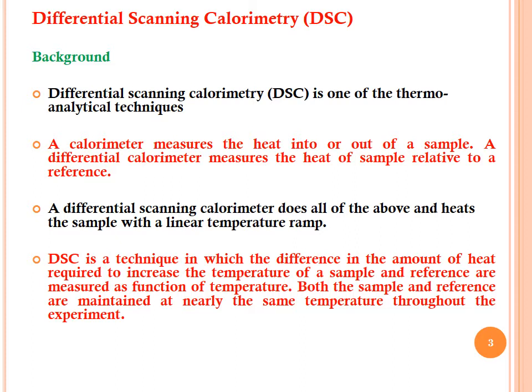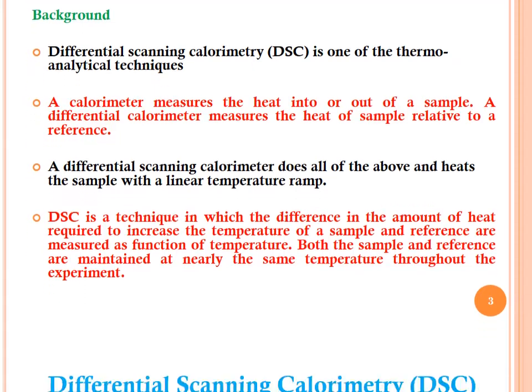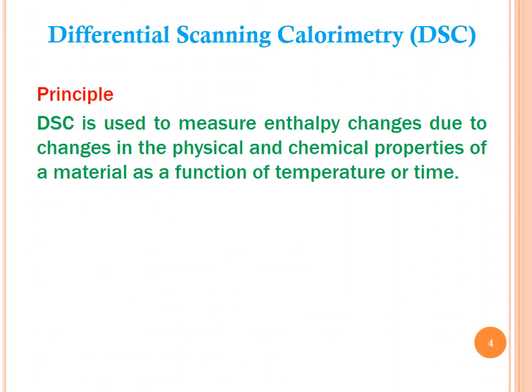So the principle of DSC is that it is used to measure the enthalpy changes due to changes in the physical and chemical properties of a material as a function of temperature or time. So it is all related to the heat content, and heat content is indirectly related to enthalpy, and enthalpy is related to thermodynamic properties. So enthalpy is a thermodynamic function.